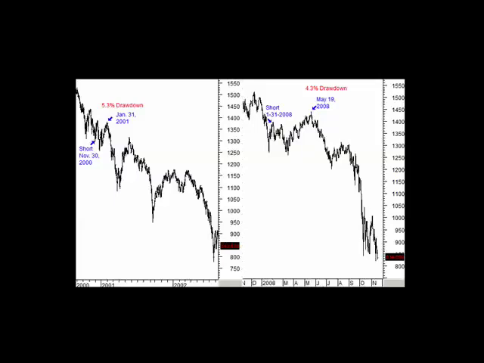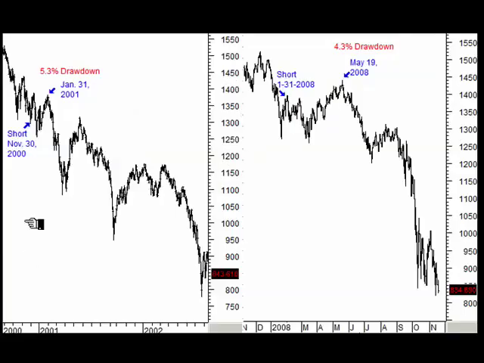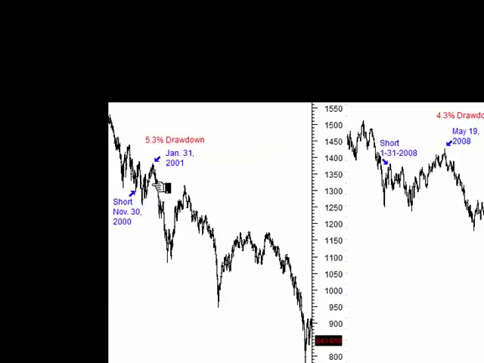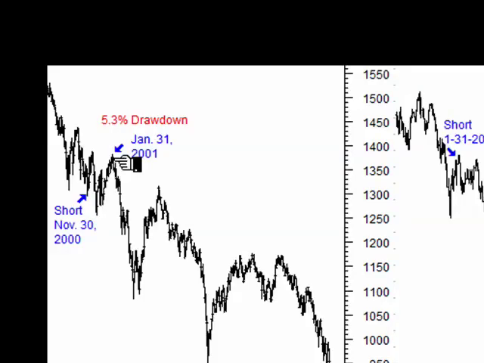On the first short signal on November 30th, 2000, the market did go down, giving you a profit on the short. However, it continued to go up from there for a 2-month period until January 31st, where you were sitting on a 5.3% loss or a 5.3% drawdown. Sitting it out during the rest of the period obviously would have brought you to terrific profits as the market moved down.